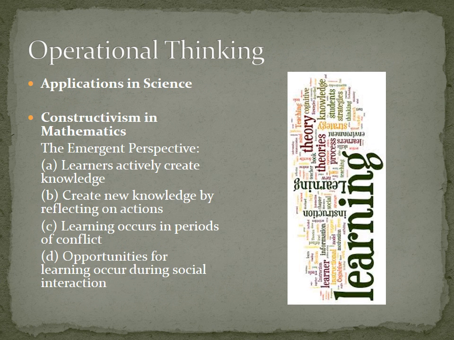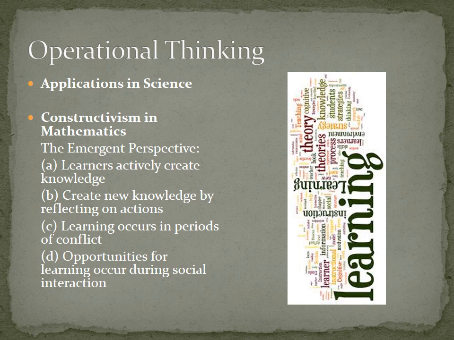Operational thinking. Applications in science. For example, in one second grade class, some children were interested in crystals. They made a crystal museum of examples they collected. They grew crystals. They examined them. And they read books about them.